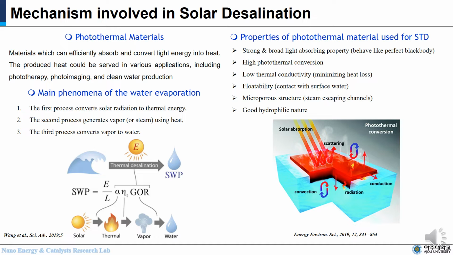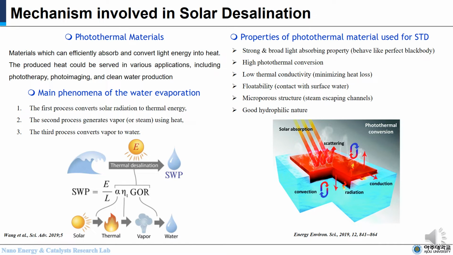The first process consists of absorption of solar radiation and conversion into thermal energy. The second process generates vapor from the absorbed heat energy. The third process consists of the condensation of water vapor to form water.